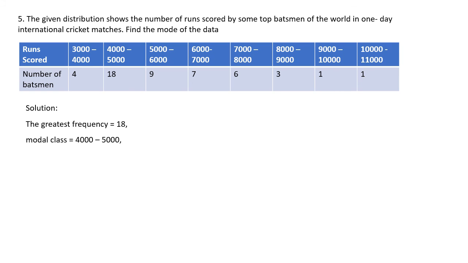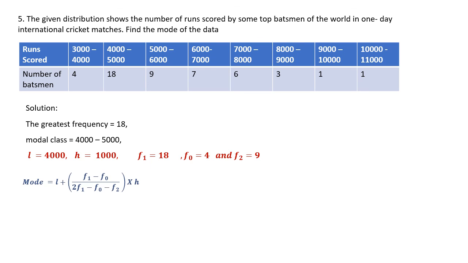Therefore the modal class is 4000 to 5000, where L, the lower limit, is 4000. The corresponding frequency F1 is 18. The preceding frequency F0 is 4. The succeeding frequency F2 is 9.